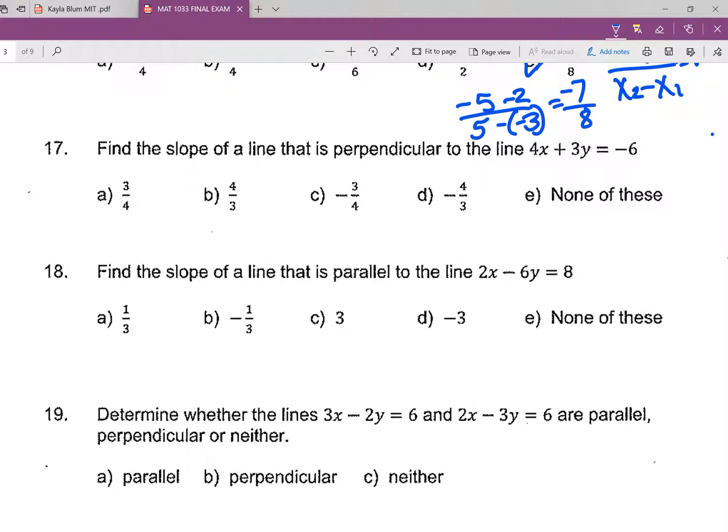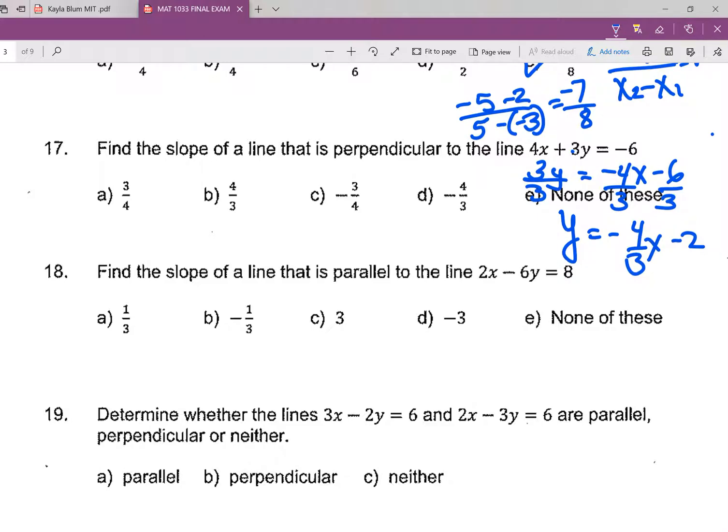For 17, for the slope to be perpendicular to this, we first need to find what the slope is. So the first thing I'm going to do is re-express this as 3y is equal to negative 4x minus 6. And I'm going to divide by 3 on all three terms. So my new equation is y equals negative 4/3 x minus 2.